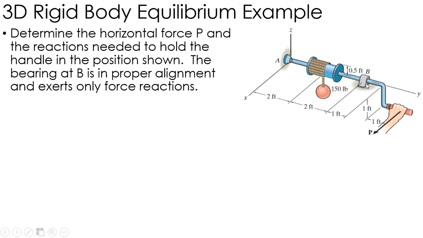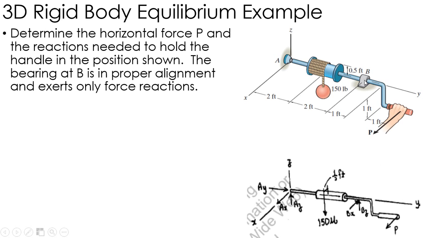Now the problem statement says that I'm properly aligned, so I only have to worry about the forces at B, not the moments, because generally this bearing could restrict motion about the z-axis and the x-axis. But if it's properly aligned, we can neglect those, and if we didn't neglect those, we'd have too many unknowns for us to solve with our equations.